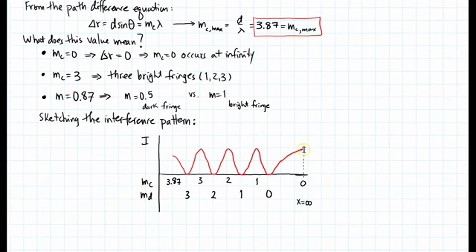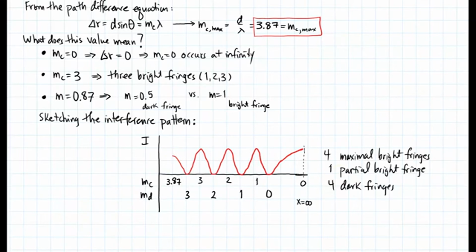How many brights do I see? I see 1, 2, 3, 4, and then I get a partial max. I'm going to get 4 maximal bright fringes, 0, which is 1, 2, 3, 4. I get 1 partial bright fringe, which is at 3.87, and I get 4 dark fringes, 1, 2, 3, 4.